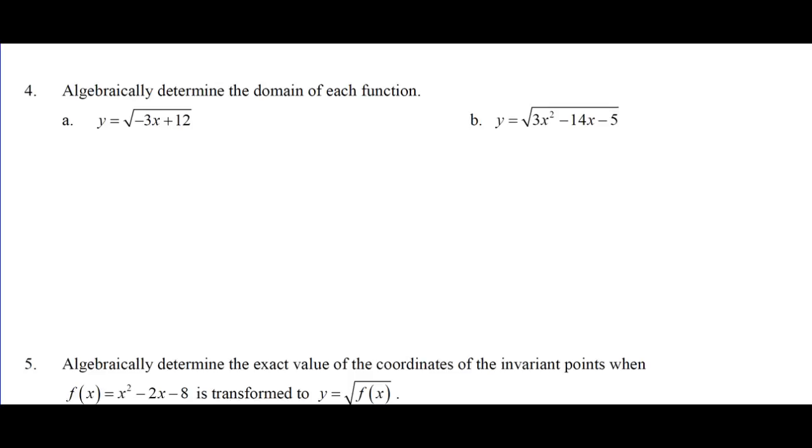Are we doing this? Algebraically determine the domain. So all we're asked is the domain. We're not asked to graph this. We're just asked to algebraically determine the domain. So what am I going to say? What's the statement that we're going to start with? No, I don't think we need to start with that. What are we going to start with? What do we know has to be true?